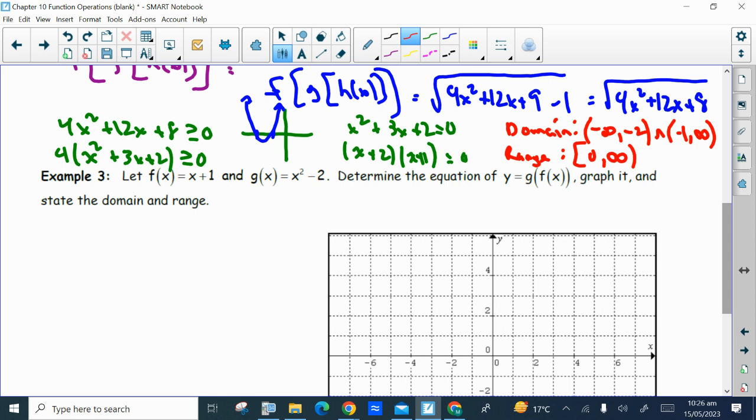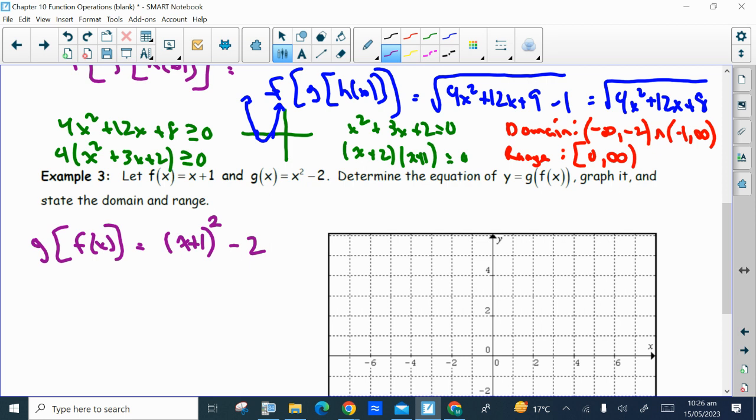Number 3, you're given f and g. You want to determine g at f at x, graph it, and state the domain and range. So f is embedded into g. f, which is x plus 1, will be replaced into the variable of g. So x is replaced with x plus 1, and whatever happened to the x before happens to the x plus 1, meaning that it's squared and then decreased by 2.